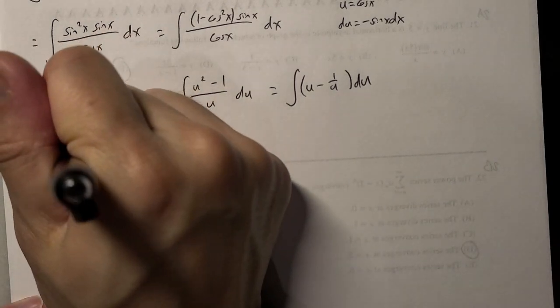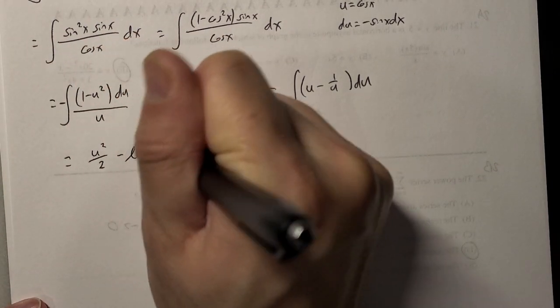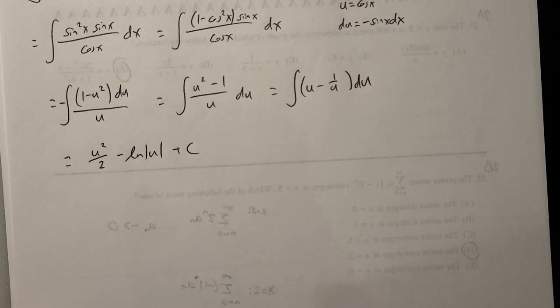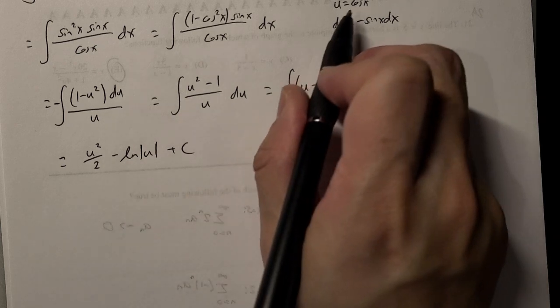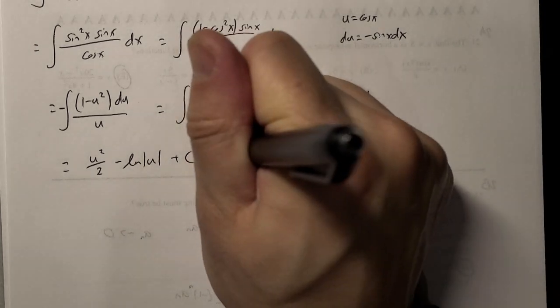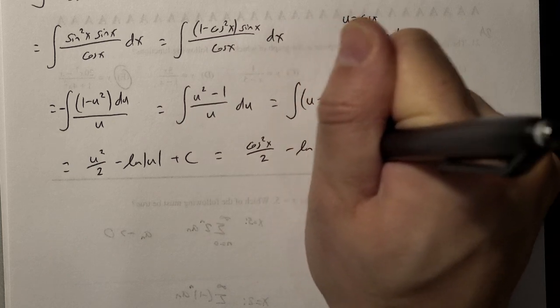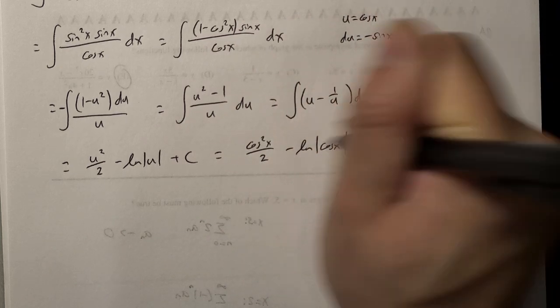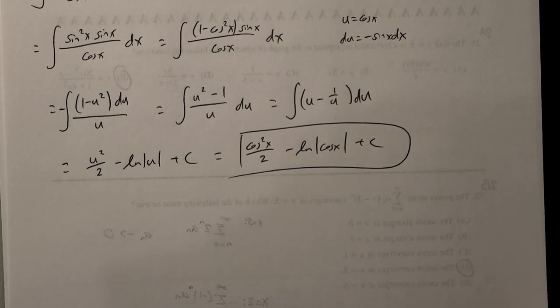This is easy. It's just u squared over 2 minus log of u plus c. Don't forget your absolute value for log. Now we've got to back substitute. u was cosine, we said over here, right? So it's cosine squared over 2 minus log of cosine x plus c. That's what I get. Pretty simple, hopefully, so far.